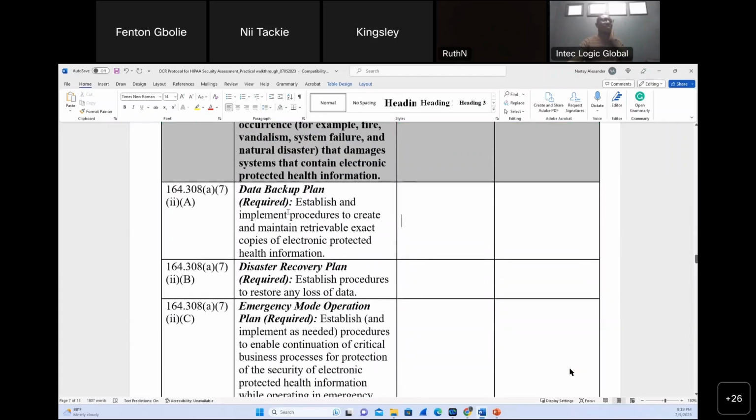So the first requirement here is data backup plan. Establish and implement procedures to create and maintain retrievable exact copies of PHI, right? So what document should describe the process that they will follow to create exact copies of PHI if a contingency is activated or if there is an emergency within the organization? So what document do we expect? John?